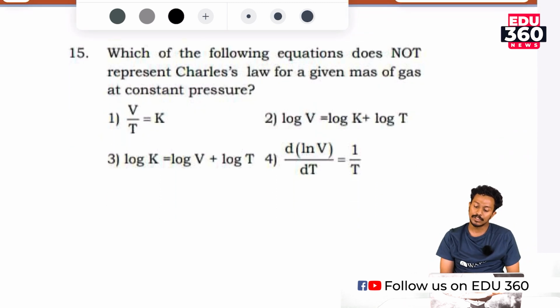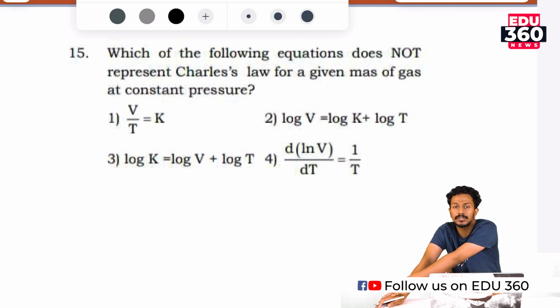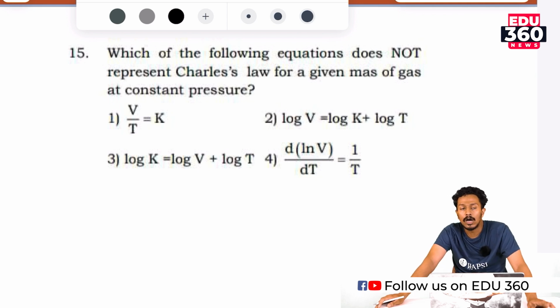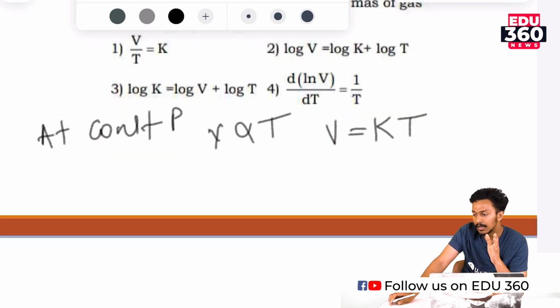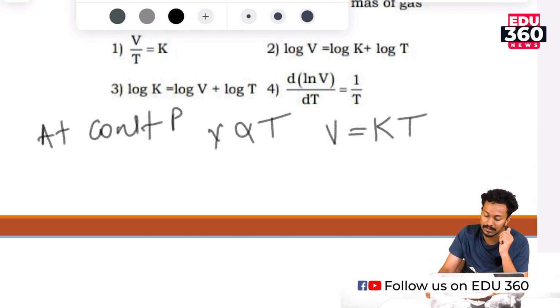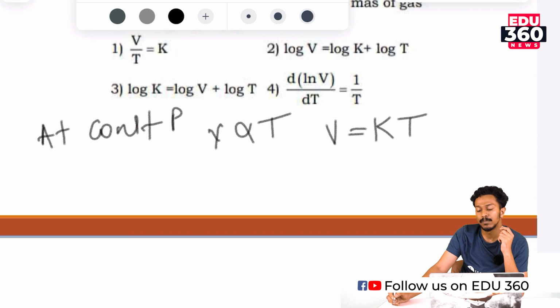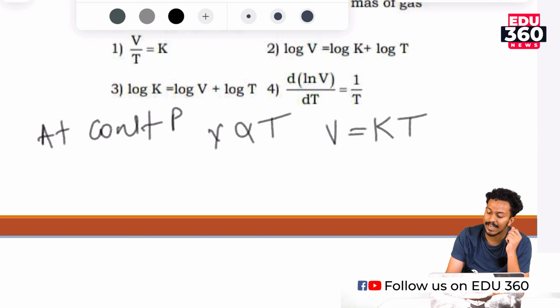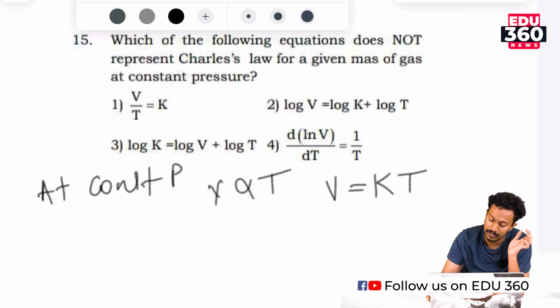Which of the following equations does not represent Charles' law for a given mass of gas at a constant pressure? What do you mean by Charles' law? How could we explain Charles' law? At a constant pressure, a given gas has a volume which is directly proportional to the temperature. Like at constant pressure, V is directly proportional to T, and by saying this, V is equal to KT. Okay, we have given that V by T is also K. So option 1 is correct one.